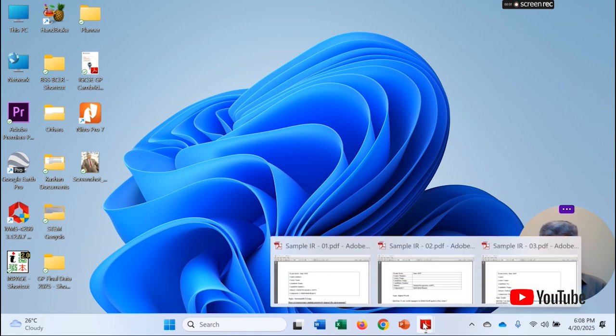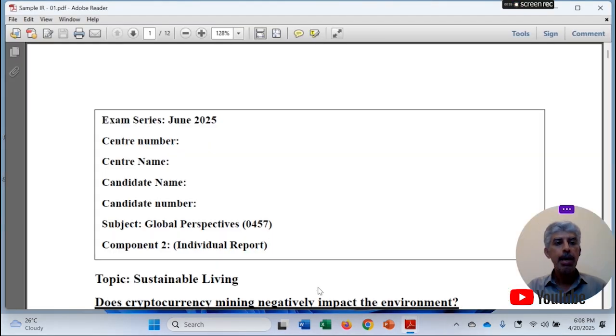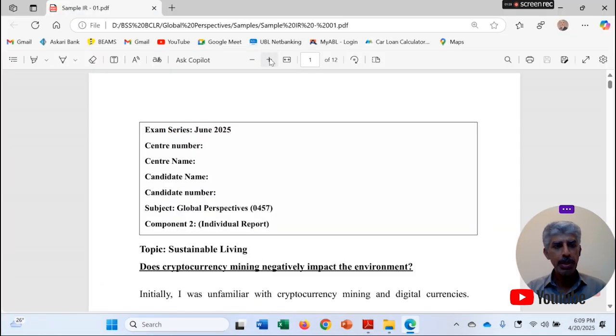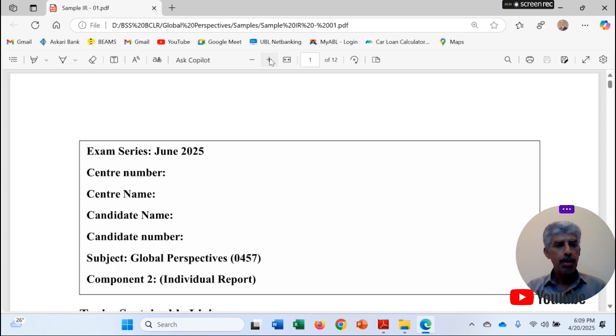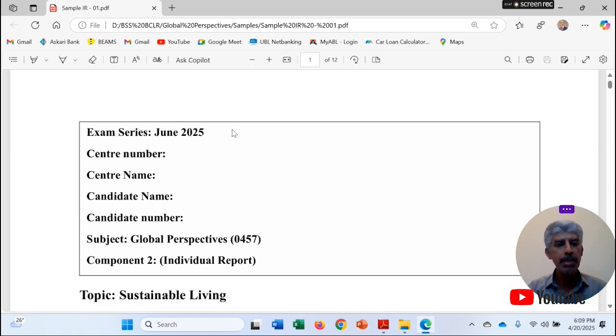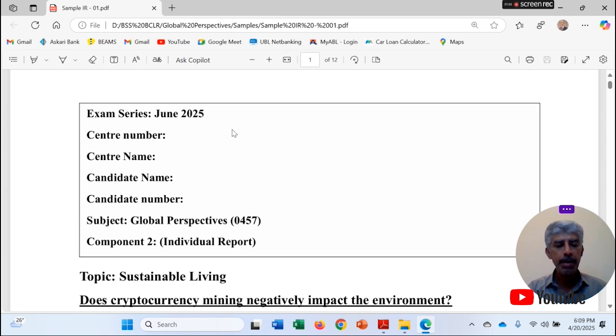First of all, I'm going to share with you sample number 1, and you can see that here we have this report. We are going to open it in Microsoft Edge so that we can explain the components of that report to all of you, so that whenever you make this report, it should be really comprehensive and good for the Cambridge examiner.